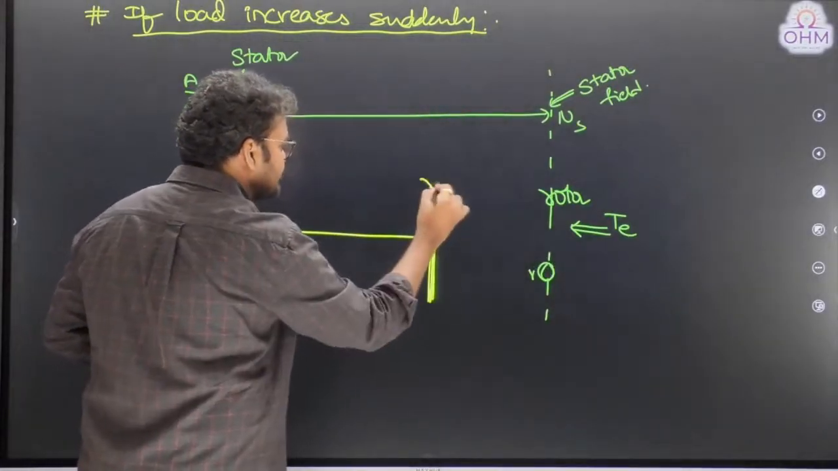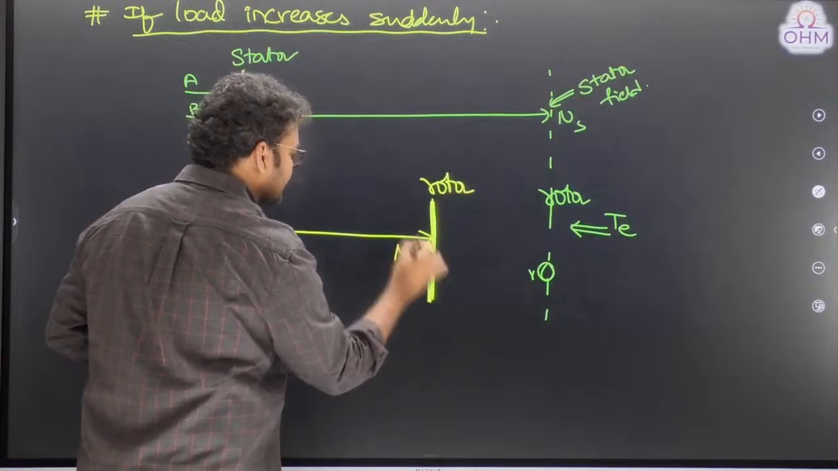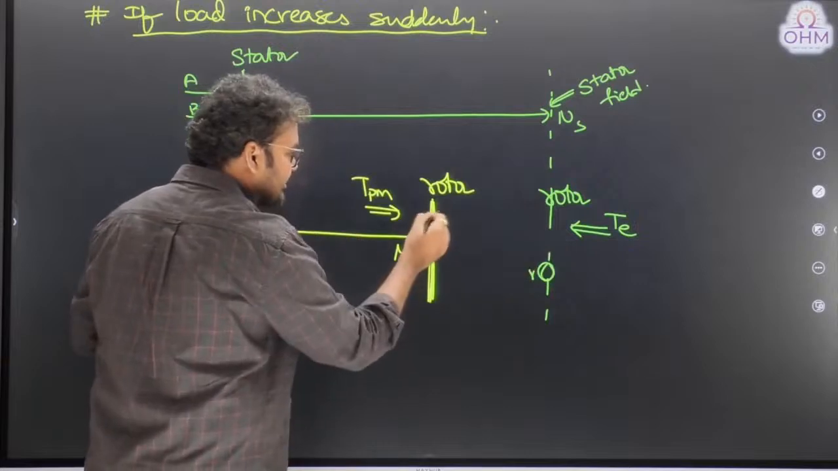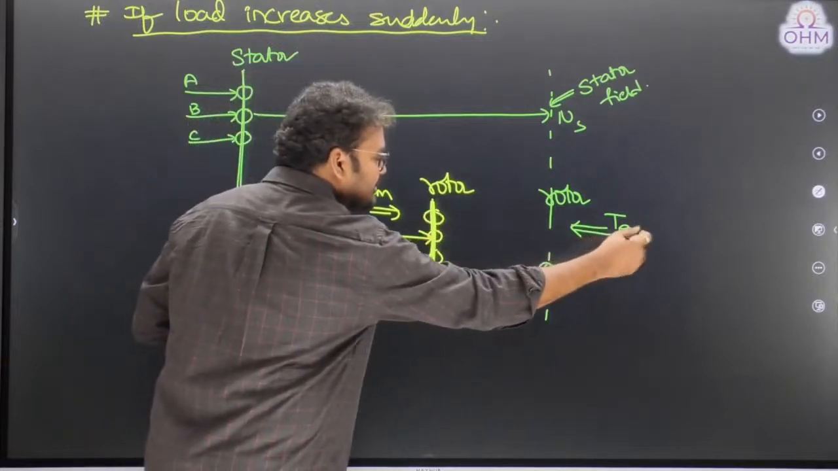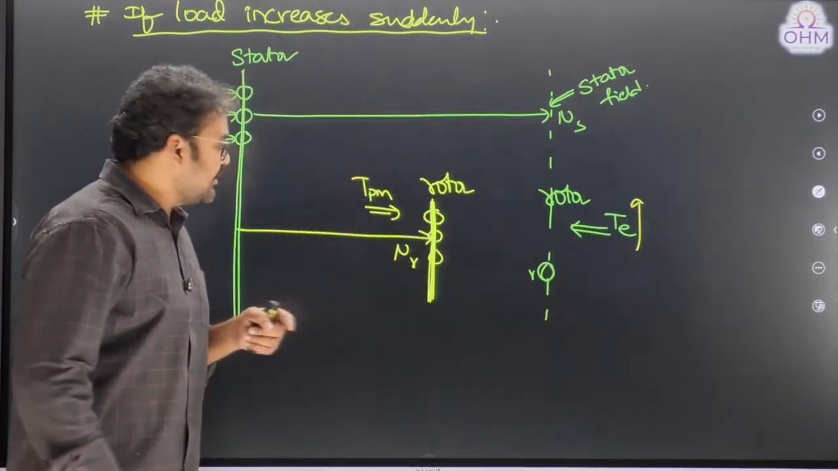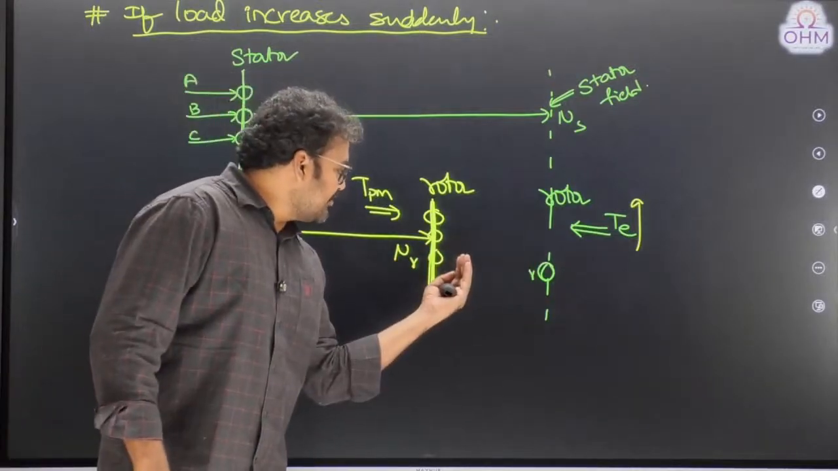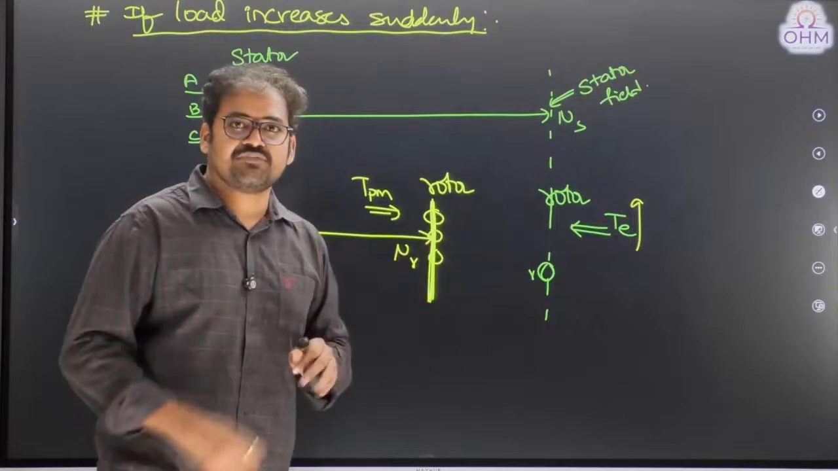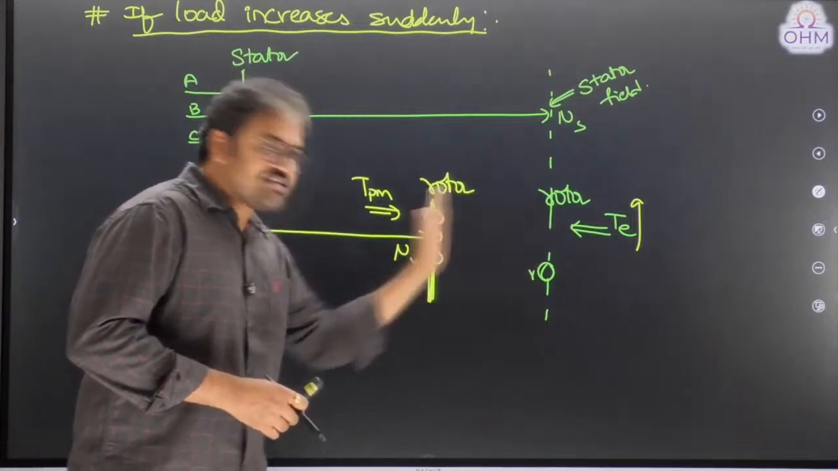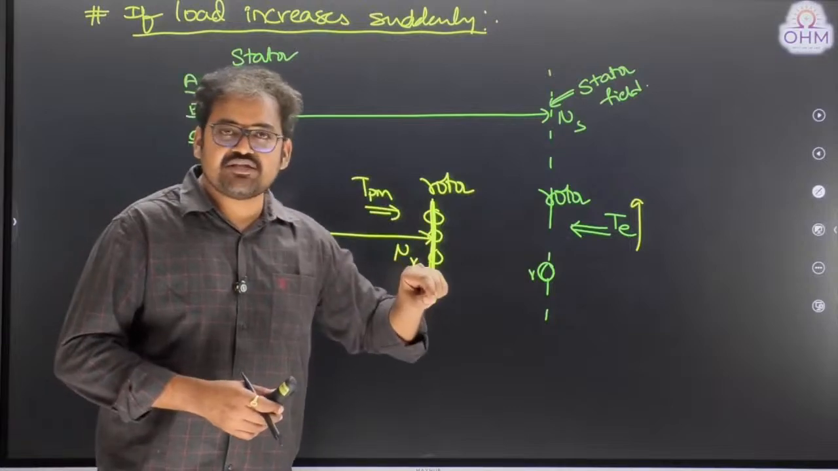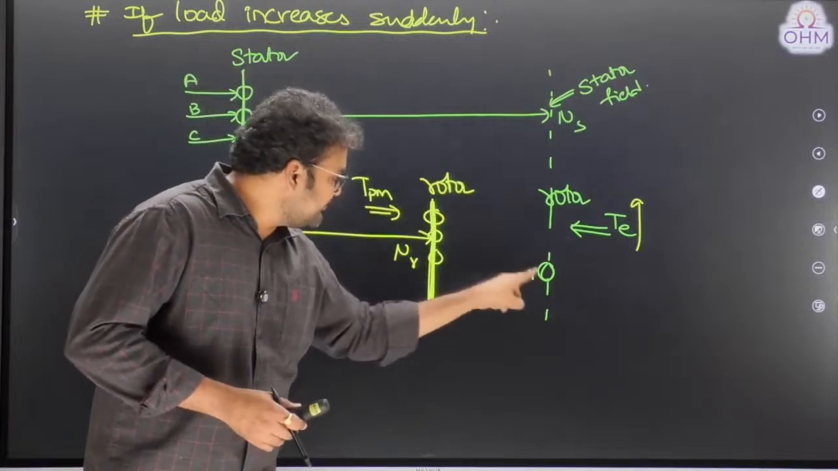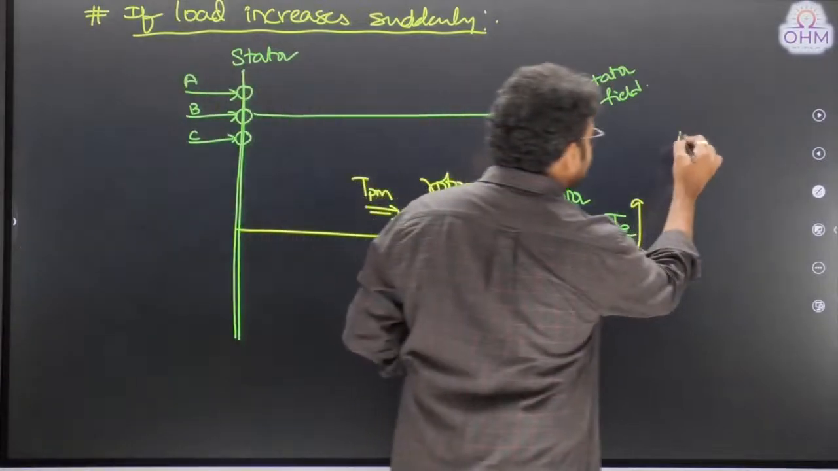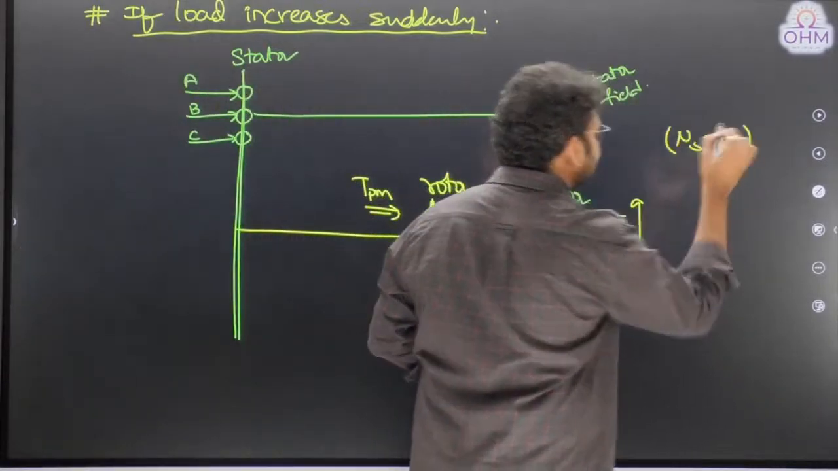Imagine the rotor reaches this position, NR. Prime mover torque is still supporting. Why did the rotor decelerate? Because opposition torque suddenly increased. Now you see NR is less than NS. The moment NR becomes less than NS, a relative speed is created between the stator field and rotor conductors, and that relative speed is nothing but NS minus NR.